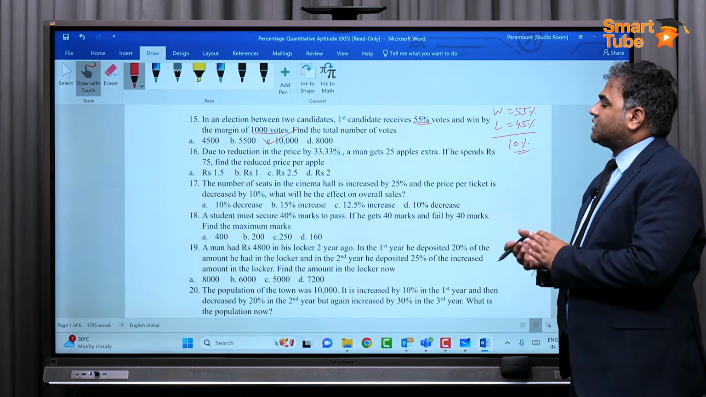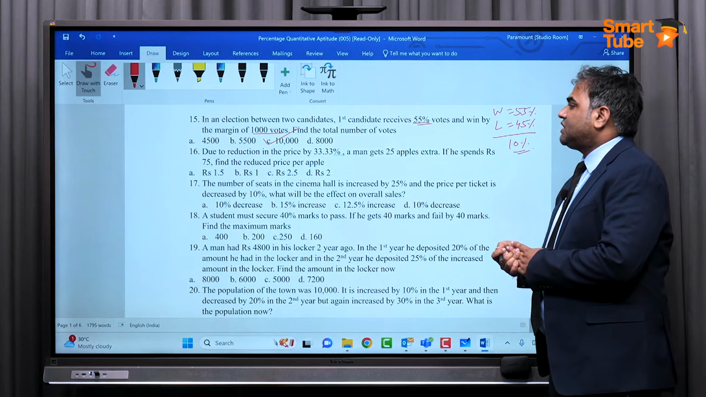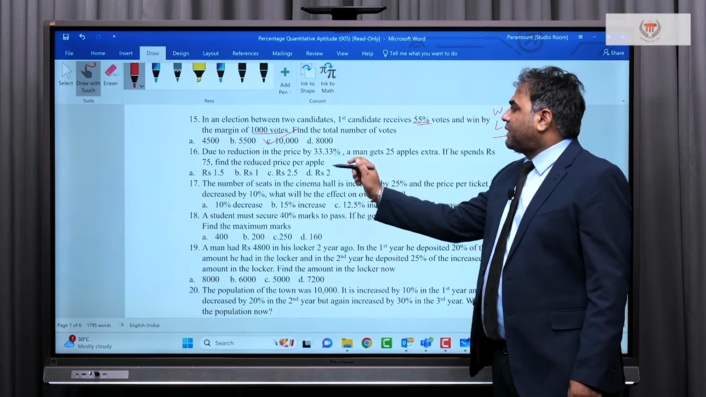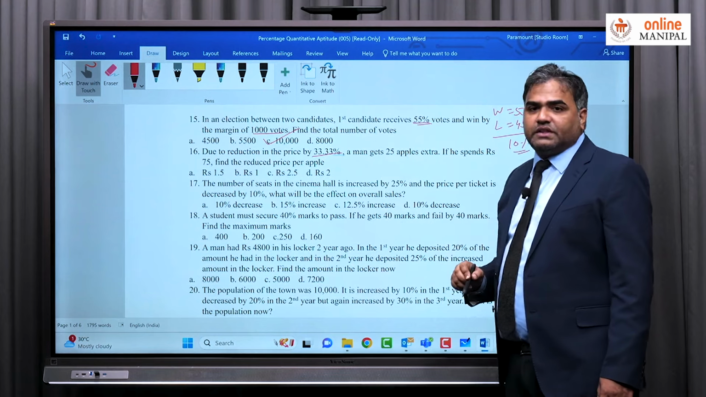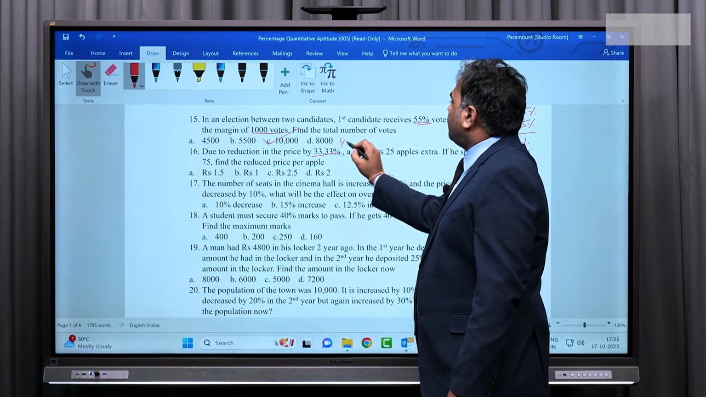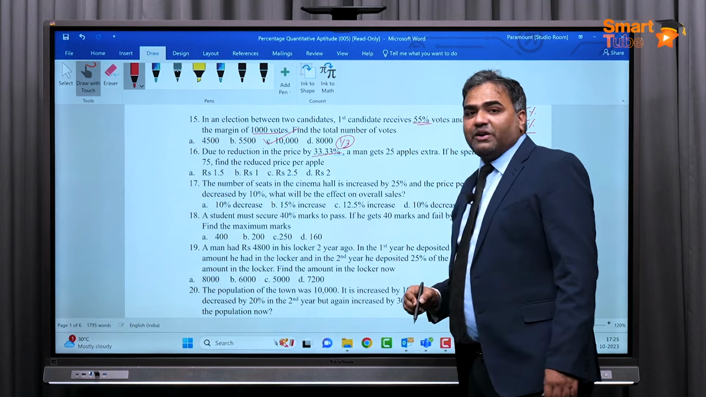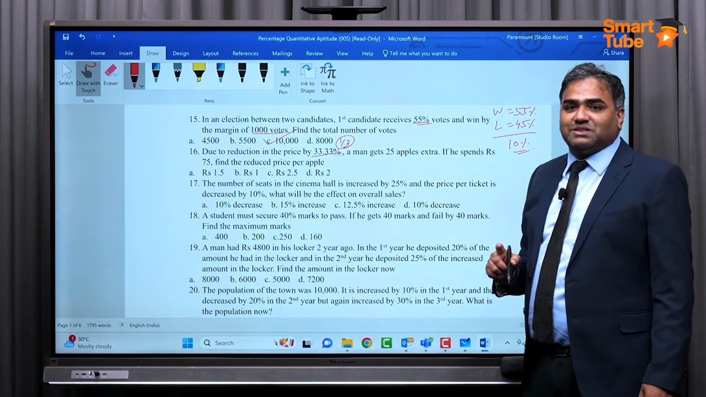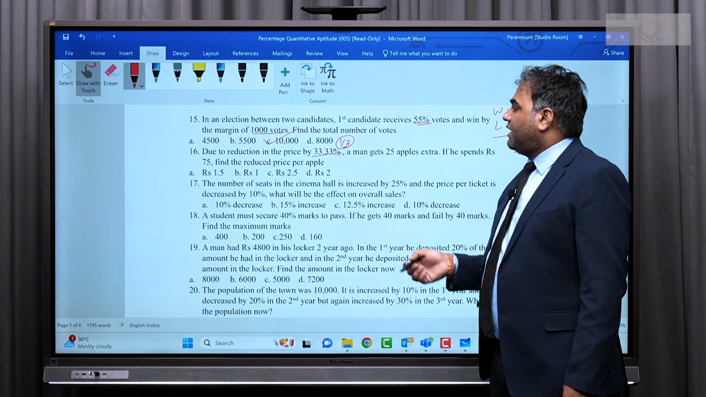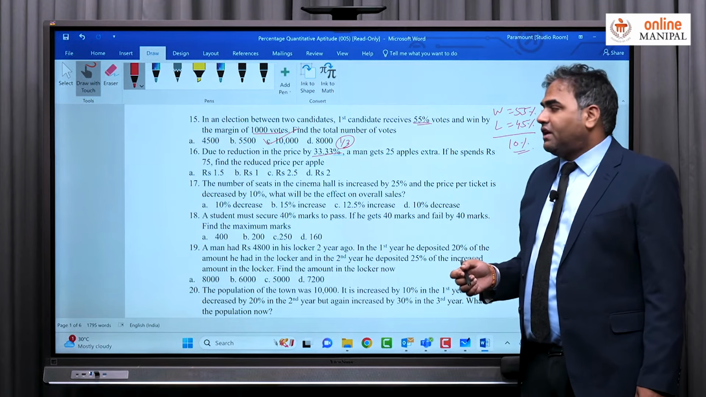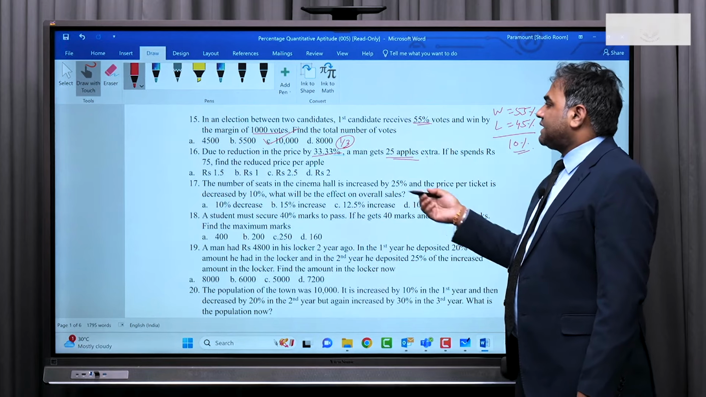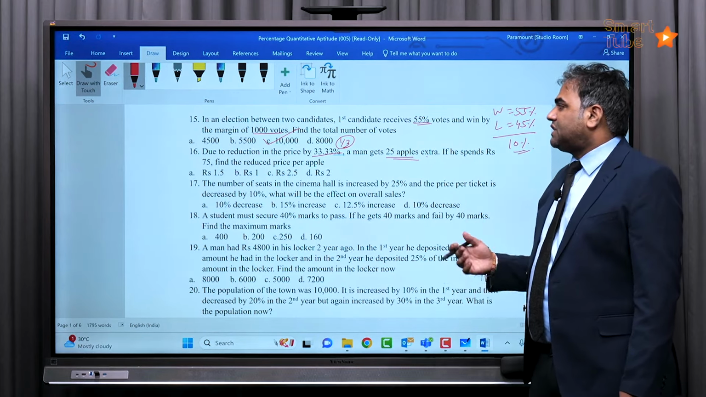Now we'll discuss question number 16. In question number 16, what they're telling you is, due to the reduction in price by 33.33%, and 33.33% is nothing but 1 by 3. I hope you know this part. Don't tell me that you are not aware of this fact. So due to the reduction in price of apple by 33.33%, the man gets 25 apples extra. If he spends 75 rupees, find the reduced price per apple.